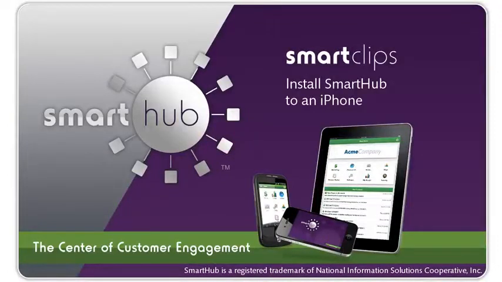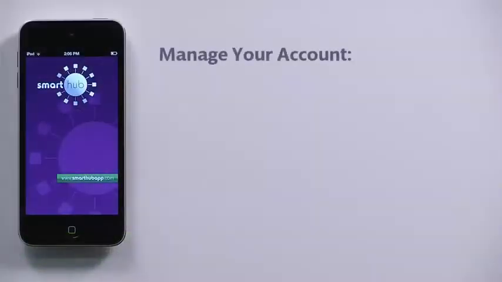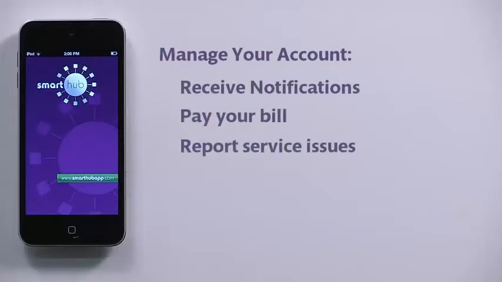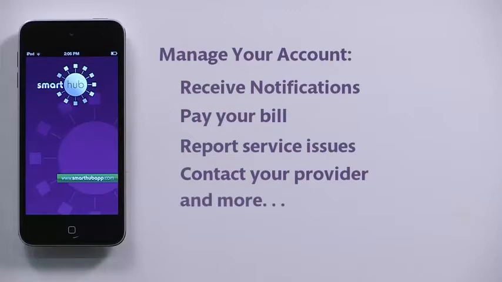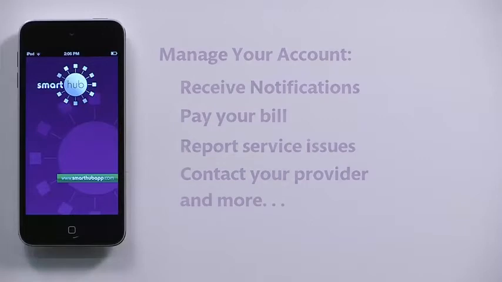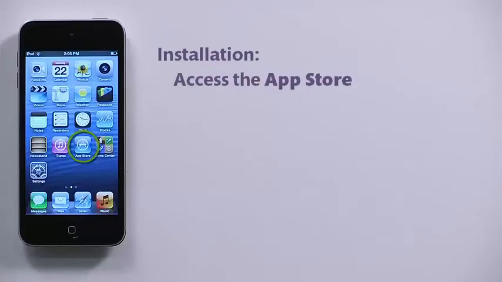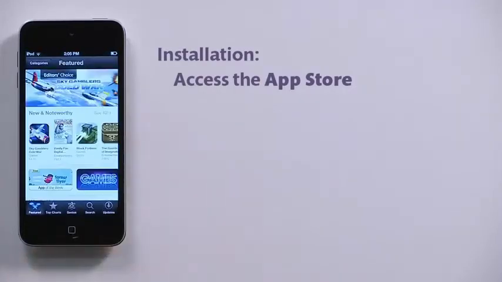With the SmartHub mobile app, you can receive notifications from your SmartHub provider, pay your bills, report problems with your service, and contact your provider all from your iPhone or iPad. Here's how. Access the Apple Store by tapping its icon on your device.